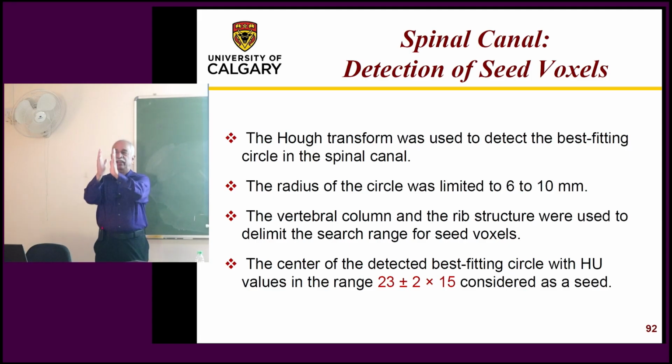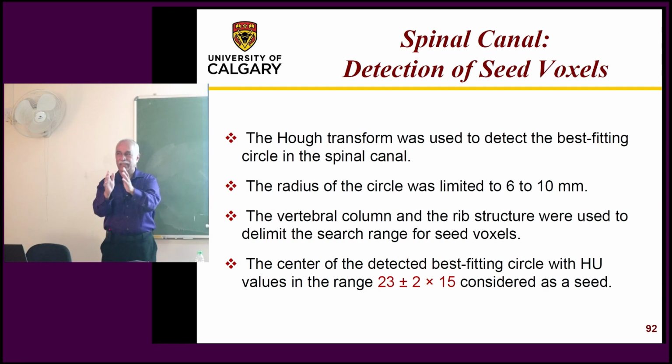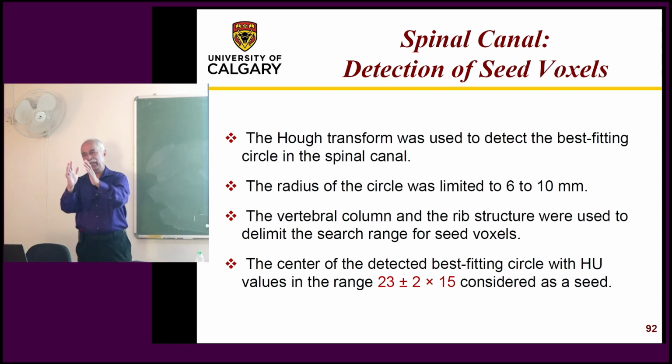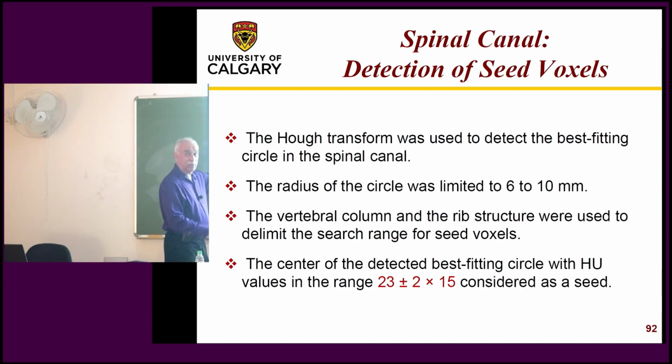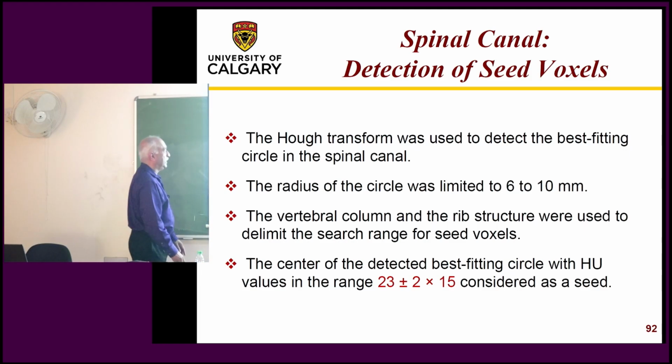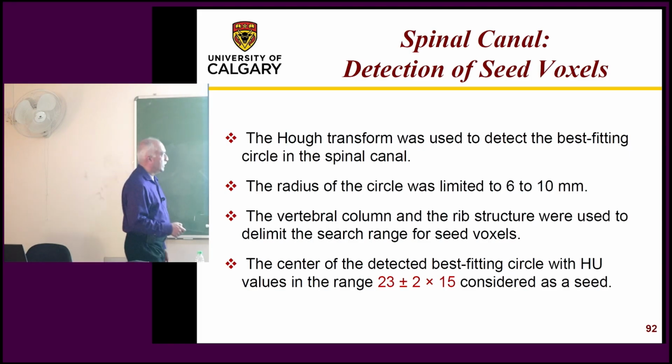Previously, the range to search for the circle was defined using the image geometry, assuming the patient is in the middle, the spine is in the middle of the image. That may not always happen. The patient could be a little bit to the side and could be turned a bit. So here we're using the vertebral column that was detected as I showed just now, and the rib structure also we saw.